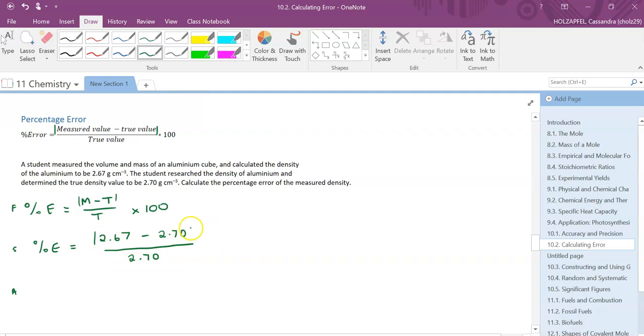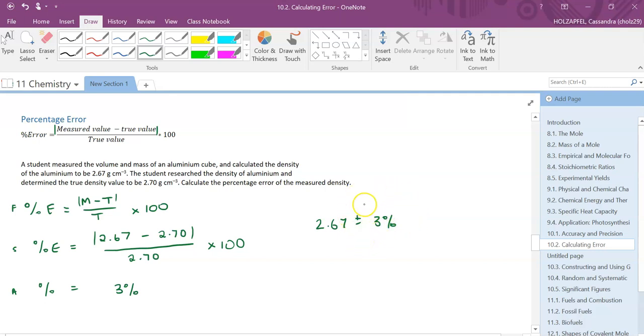We'll put our absolute brackets up the top and then times by 100 to make a percentage. And our percentage error works out to be 3%. So what I can do now is express this. Let's say we do 2.67 plus or minus 3%, because we did have a bit of error.